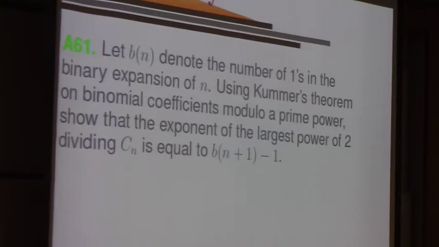Using that theorem, we see that the largest power of 2 dividing Cn is b of n plus 1 minus 1. And this can be extended in a pretty subtle way to figuring out the congruence class of Cn modulo other powers of 2. What is Cn congruent to mod 16?